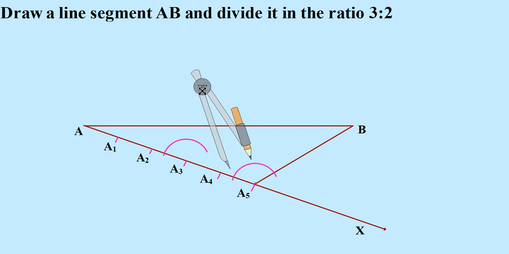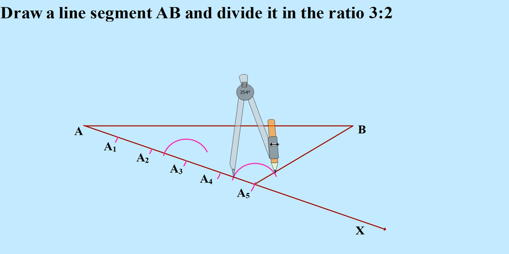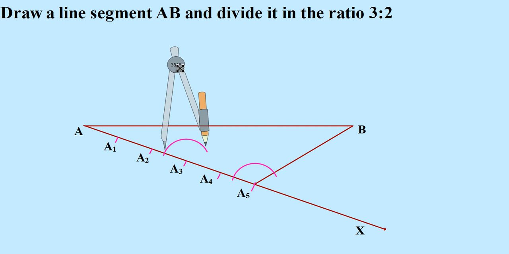Now measure this arc length. Now with the same radius, with this intersecting point as center, cut the arc. Now join A3 to that intersecting point. Let that line intersect AB at C. Now C divides AB in the ratio 3:2.